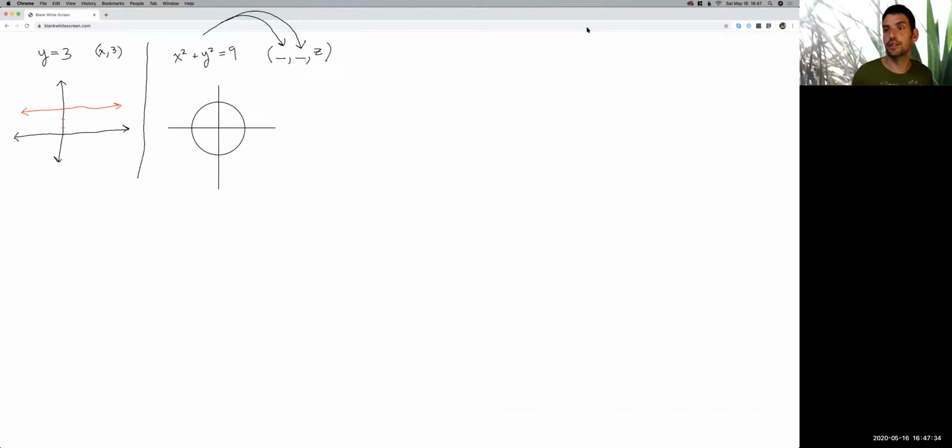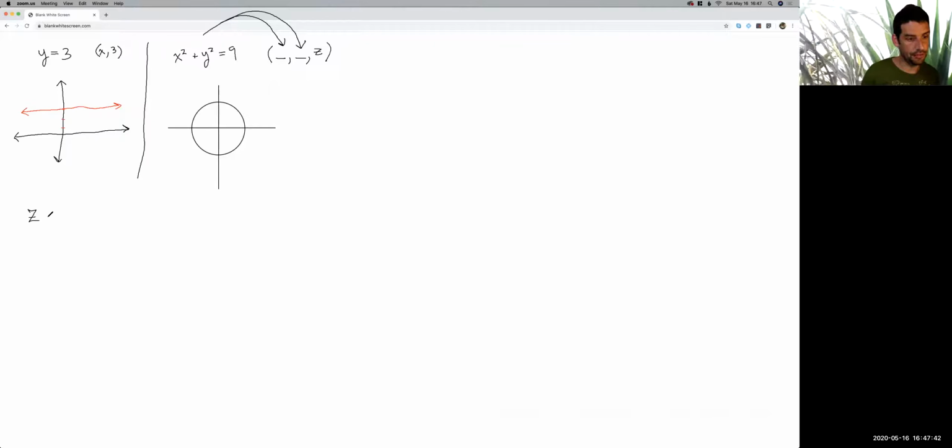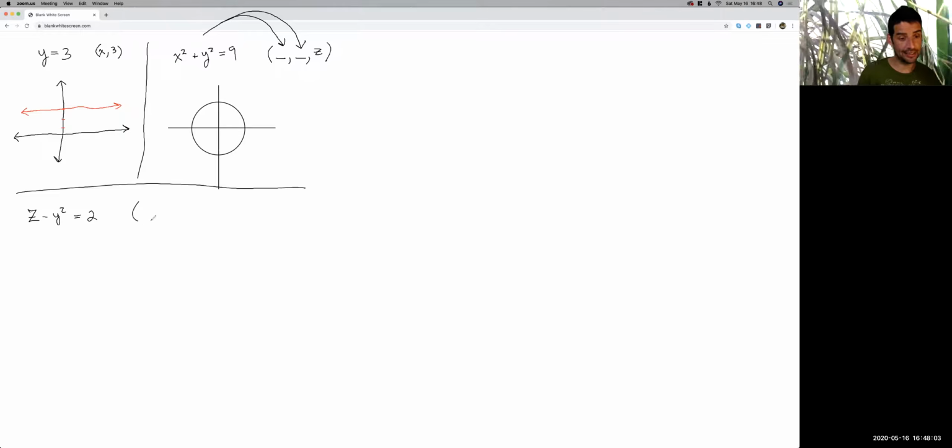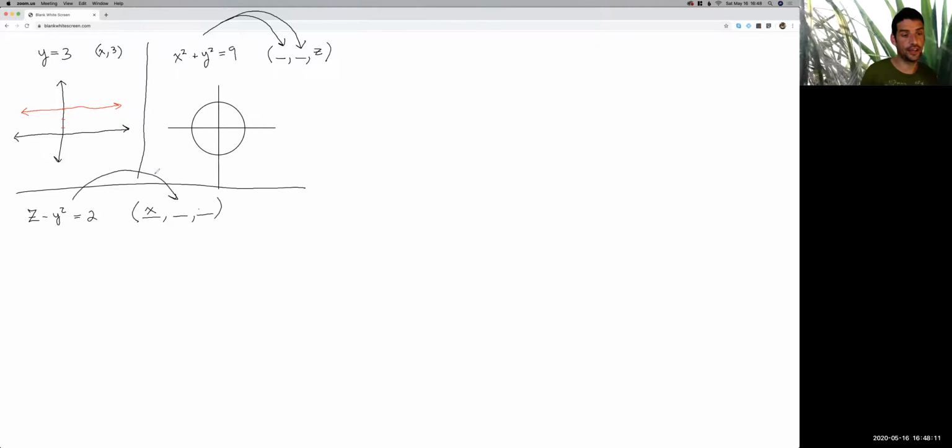This time, let's look at the graph of z minus y squared equals 2. This is a very similar idea. We're looking at two variables in a three-dimensional space. And so x, in this case, doesn't affect whether or not points satisfy this equation. Again, similar idea. X can be anything. Y and z have to be such that they satisfy this equation.